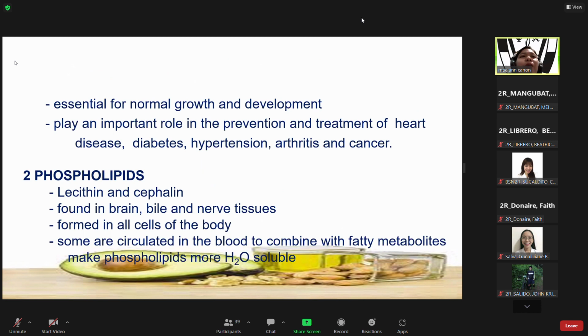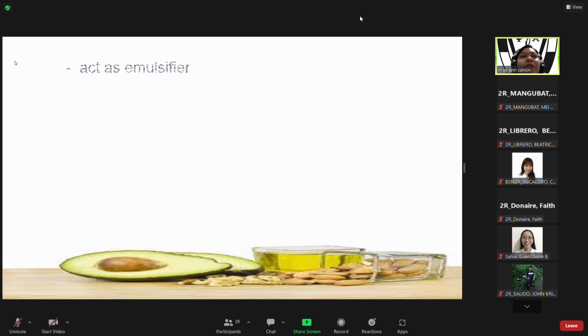What else? Okay, the next is your phospholipids. We have only two categories of phospholipids, and that is your lecithin and your cephalin. So, these are found in the brain, bile, and nerve tissue and form in all cells of the body. They are also circulated in the blood to combine with fatty metabolites, making phospholipid more water soluble.